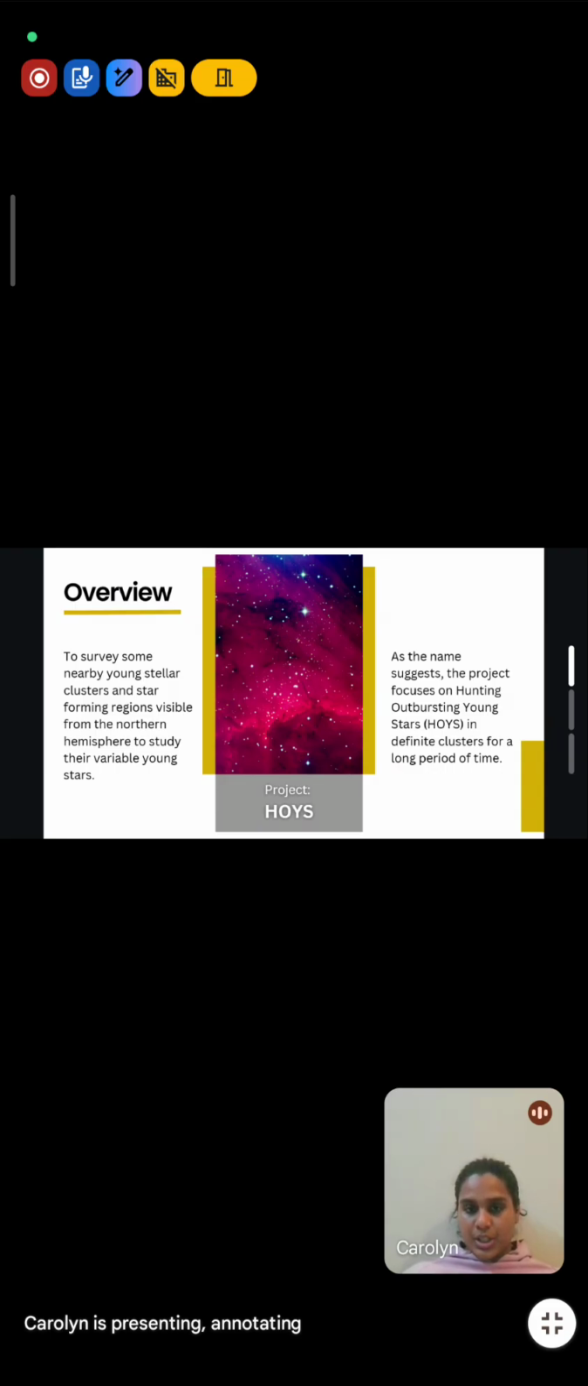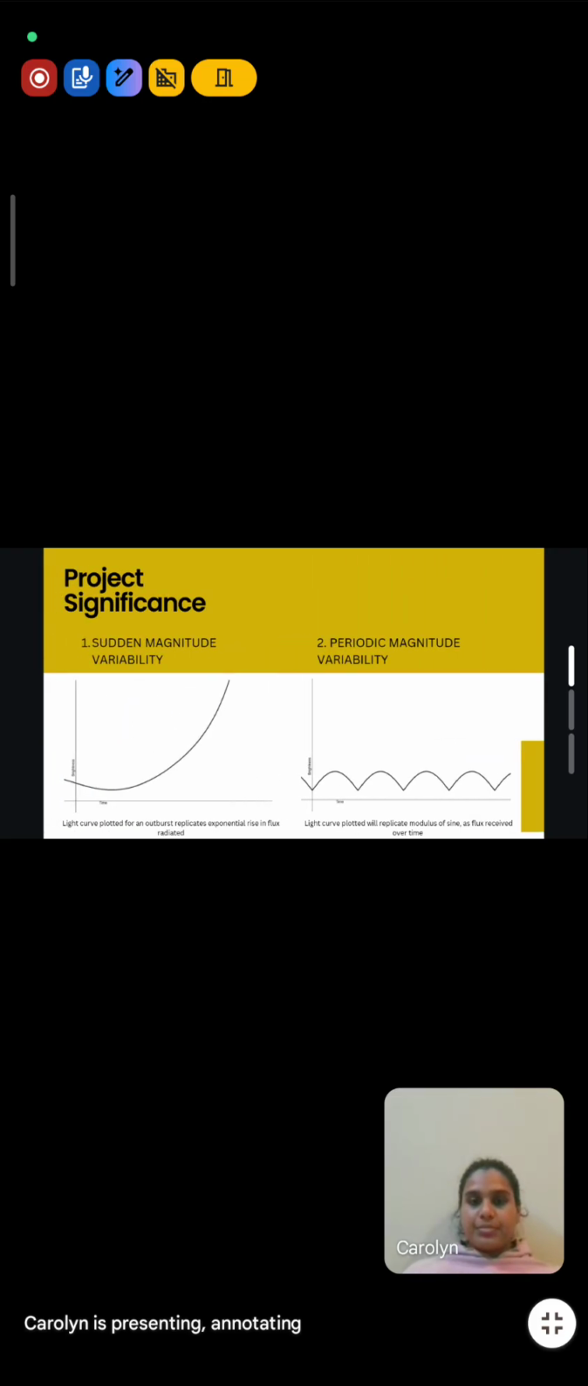So this was the second project I had discussed in, I think, 2 sessions before, when I discussed all 3 major projects that you can do with amateur astronomy. The name of this project is HOYS. The name is an abbreviation for hunting outbursting young stars. So you try to hunt the outbursting young stars. You see how the flickering patterns are. You draw a light curve out of it through various images and observations that you get, and you try to analyze these light curves.